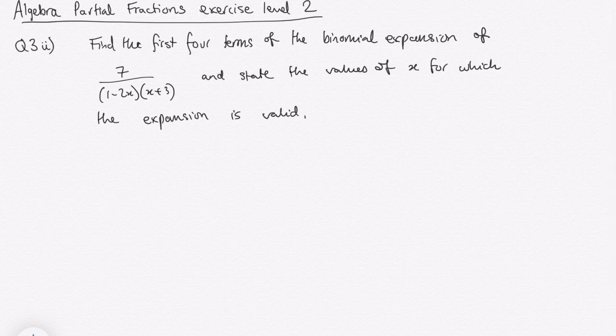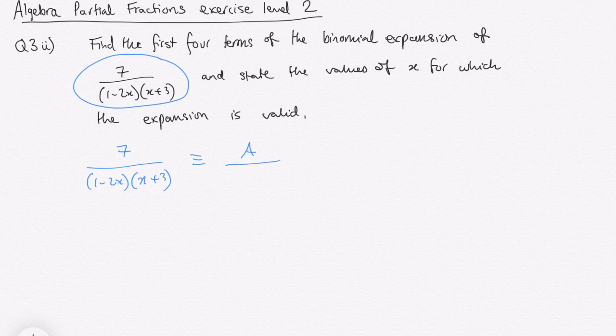This question asks us to find the binomial expansion of this expression here and state the values for x for which that expansion is valid. And we're going to start by doing this by expressing this in partial fractions. So firstly, what we need to do is to find values of a and b such that this is true.